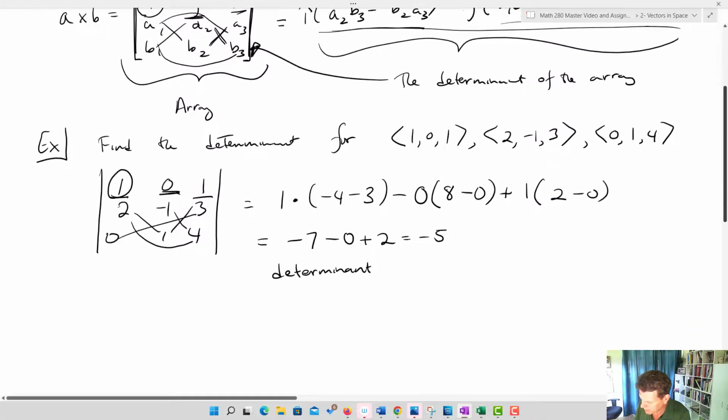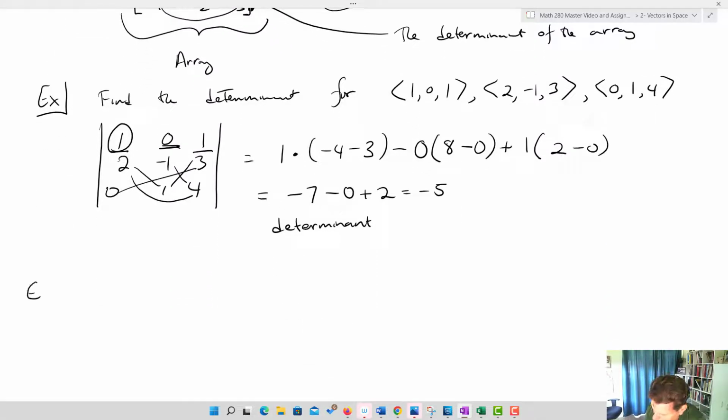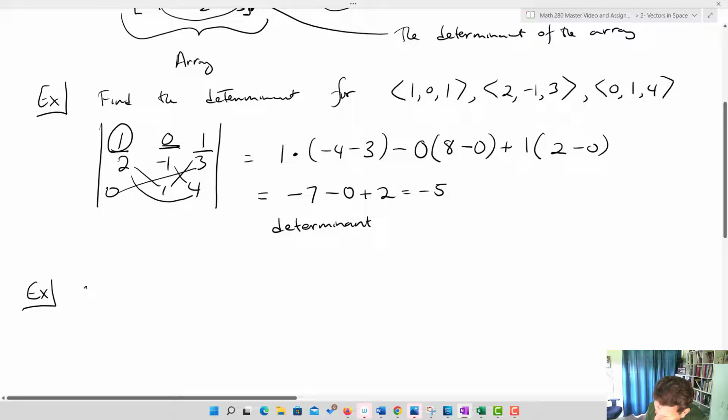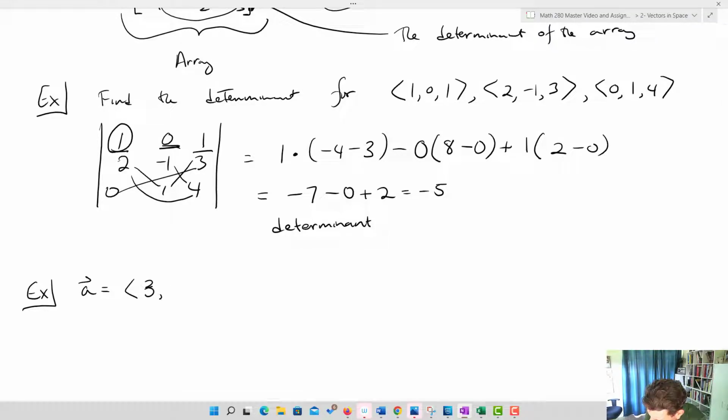Let's try it one more time. Okay? We'll find the determinant, and now we'll have A equal to 3, negative 1, 2. B equal to 4, 1, 4. And C equal to 0, negative 1, 2.